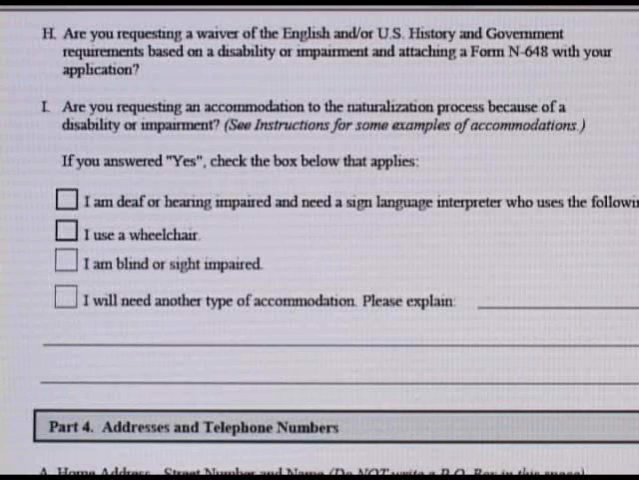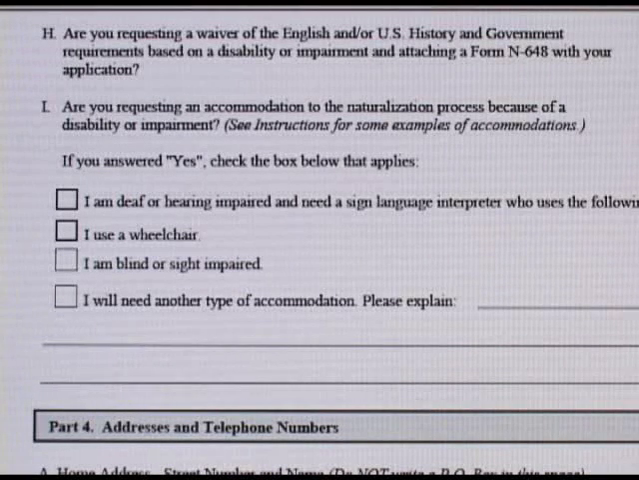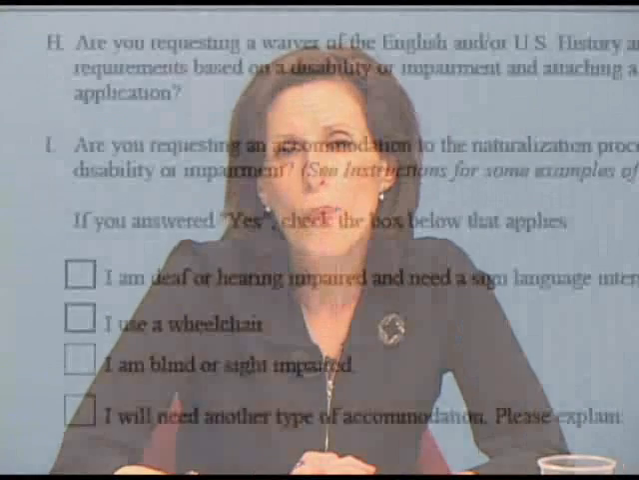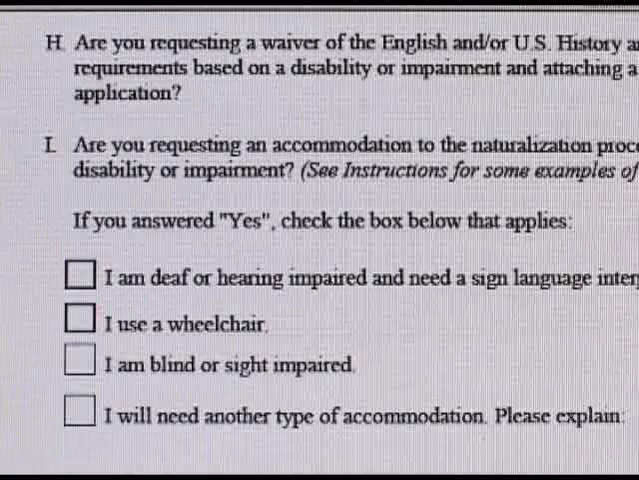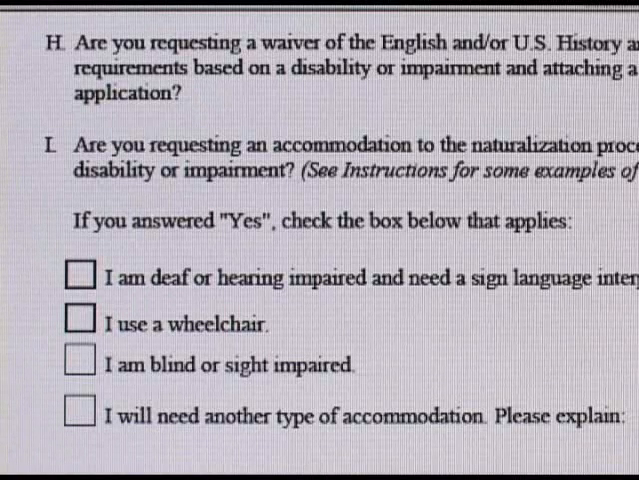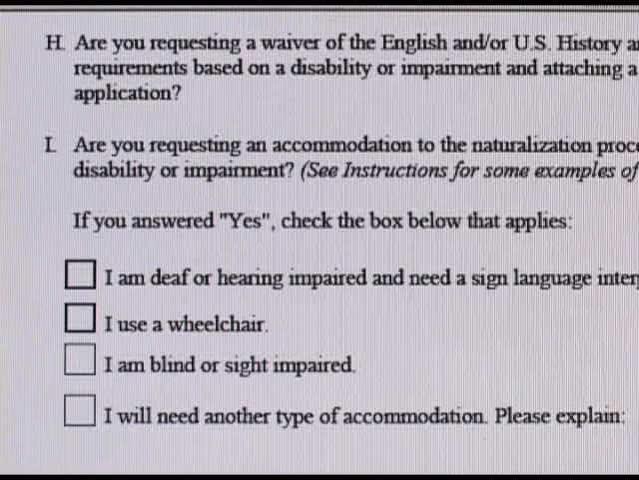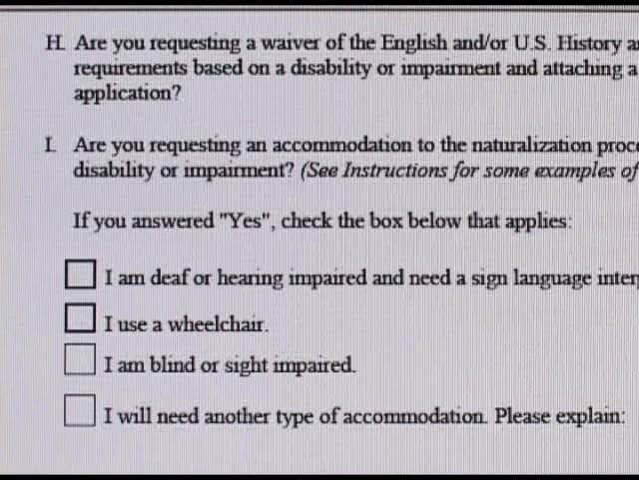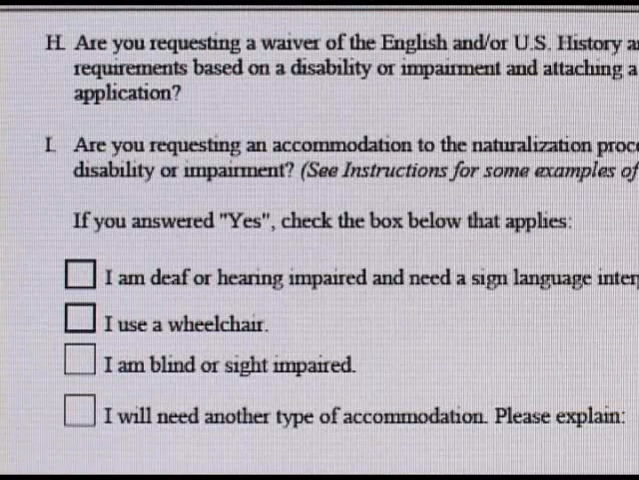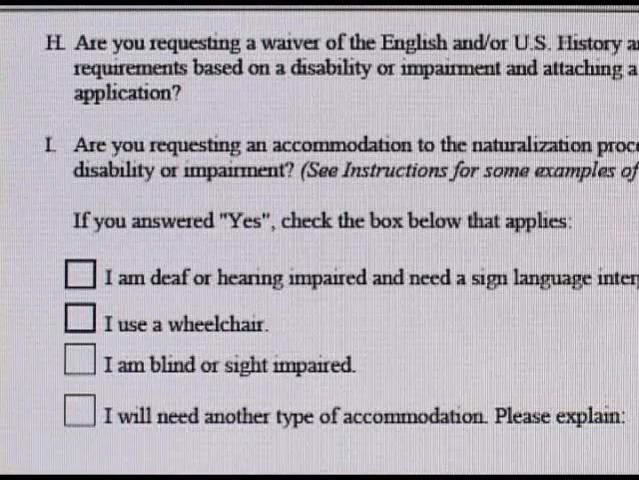Part H, please note the difference in what question H and I are asking. Check yes to Part H if you are submitting a medical disability request form along with your application. Remember, asking for the waiver does not mean it will be granted at the interview. Part I should be marked yes if you have a disability that requires a special accommodation by USCIS. For example, if you are deaf or sight impaired, you can request that the test be given either in written or oral form only or with assistance of a sign language interpreter. A doctor's note confirming your diagnosis should be attached to the application.